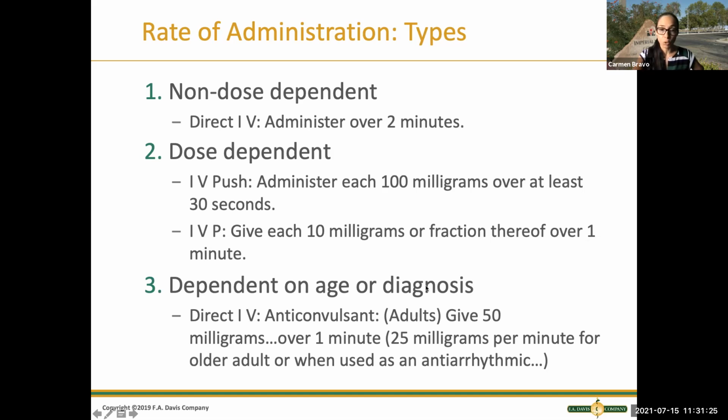The diagnosis matters too. If you have a patient with heart problems, you don't want to push that hard because that's going to be very abrupt. This is an anticonvulsant medication or antiarrhythmic. There are medications that have more than one purpose. If you're giving it for a convulsion, this is how you give it. If you're giving it for another purpose, or for the heart, for example, you have to do it over a different time. So that's what it means by giving the medication based on age or diagnosis.